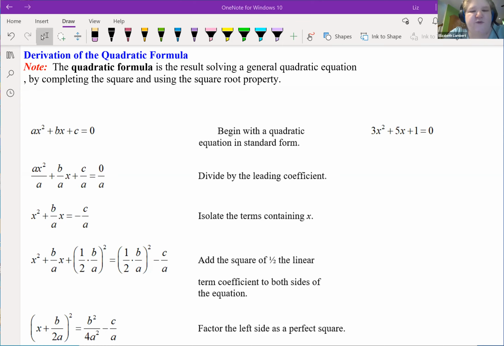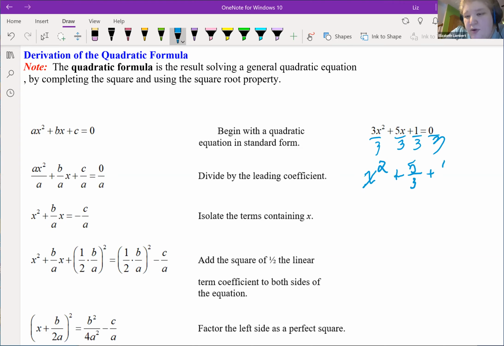All right, so the first step, we have a 3. We don't want to see the 3. So the first thing we do is divide everything by 3, which in the proof, we don't know what our a number is in the generic form, so we divide everything by a. But now our x squared does just have a 1, and we have the very disgusting 5/3 plus 1/3 equals 0. So here we have b over a plus c over a equals 0 over a.